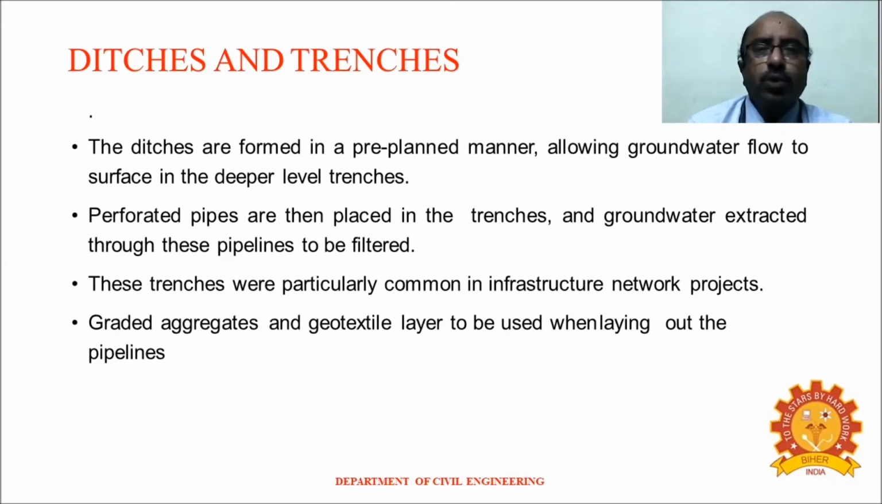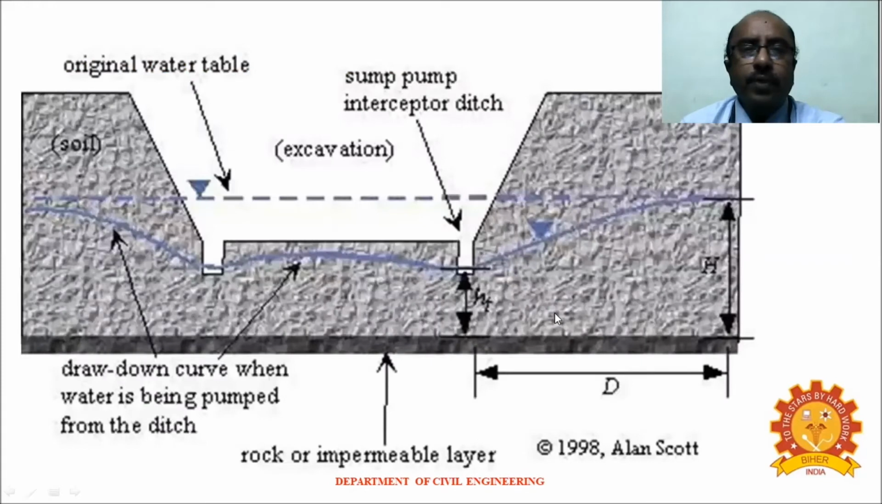Next are ditches and trenches. Ditches are nothing but small excavations. Ditches are formed in a pre-planned manner, allowing groundwater to flow to the surface in the deeper level trenches. And here the perforated pipes are placed in the trenches and the groundwater is extracted through these pipes to be filtered. These trenches are particularly common in infrastructure network projects. Sometimes graded aggregates or geotextile layers are also used when laying out these pipes.